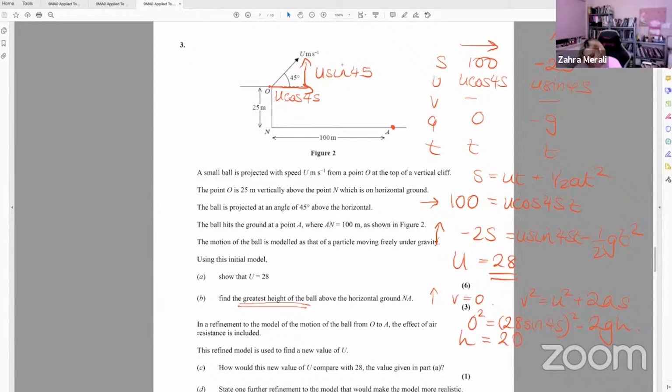So I get h is 20, but that's the height above my starting point, and they want the greatest height from the ground. So your greatest height is going to be 20 plus 25, so 45 meters. Okay.